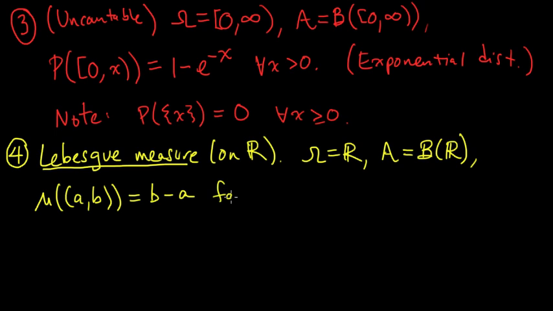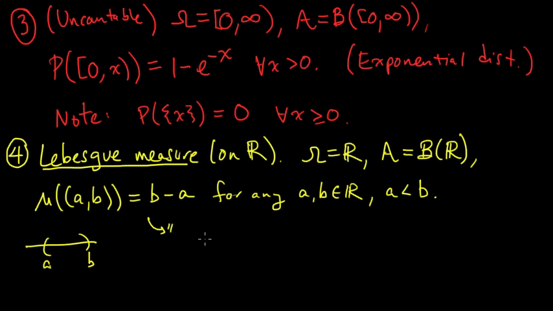So this is for any a and b in R with a less than b. This is just the open interval from a to b. If I've got the line, I've got a, I've got b. It's everything between, but not including the endpoints. And b minus a is just the length of that interval. This is almost the most natural measure one would think of. It's just the length of the interval.